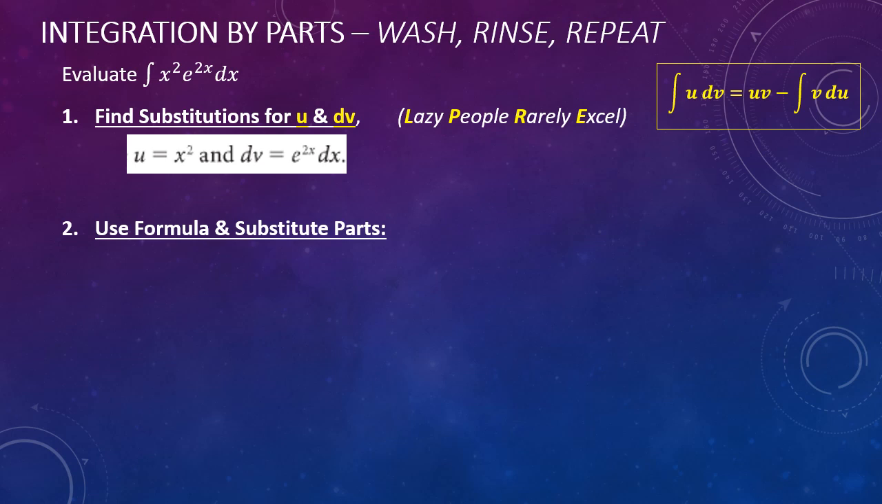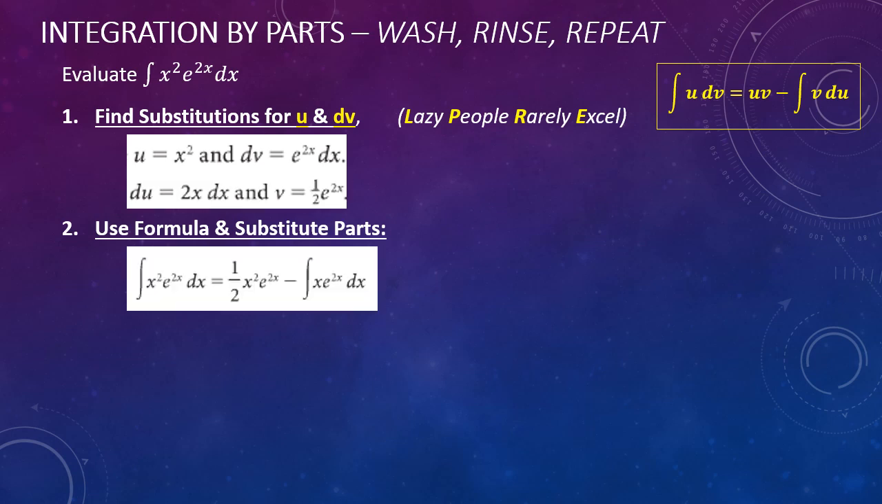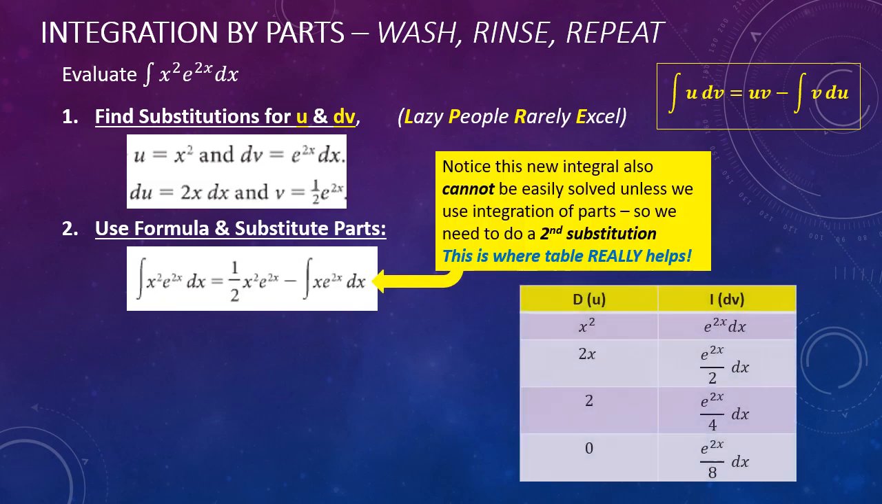So let's look at this problem again. We've just gone through this problem, but instead of doing it using the formula, let's use our table method. So we start at the original, u equals x squared, and dv equals e to the 2x dx. We differentiate the first column until we get to 0. The derivative of x squared is 2x. The derivative of 2x is 2. The derivative of 2 is 0.